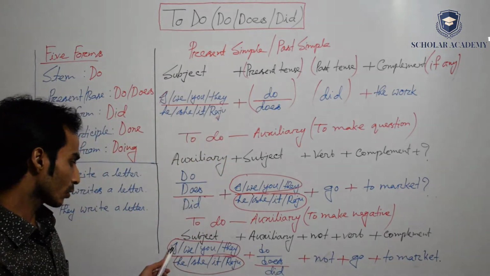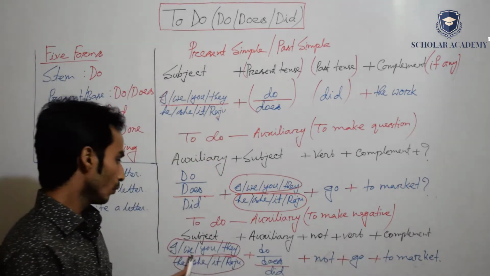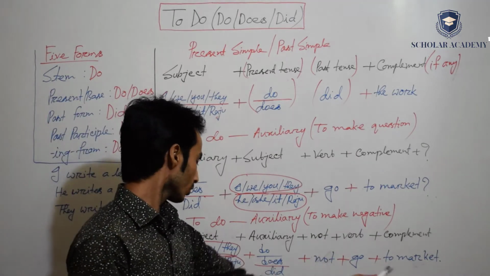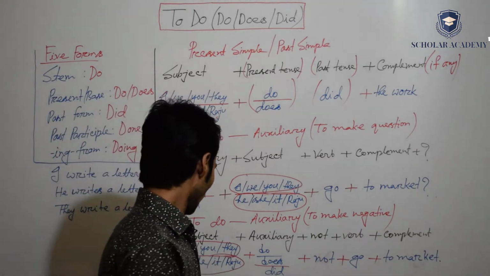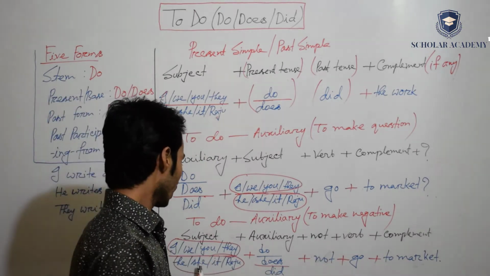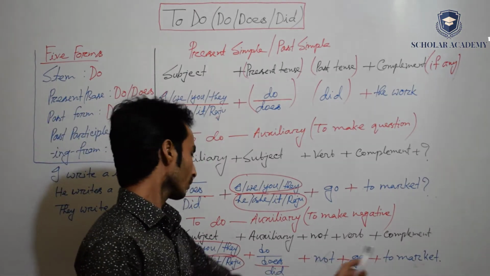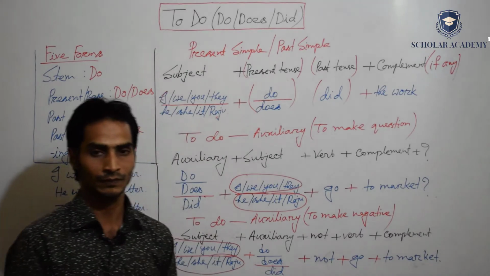Then the sentence will be, I did not go to market, we did not go to market, you did not go to market, they did not go to market, and he did not go to market, she did not go to market, it did not go to market, Raju did not go to market.